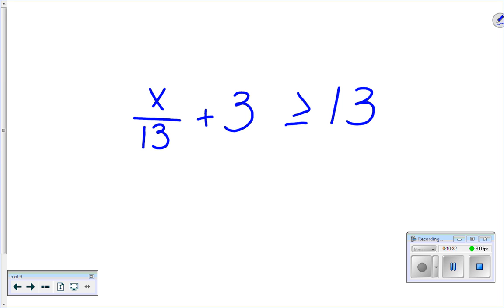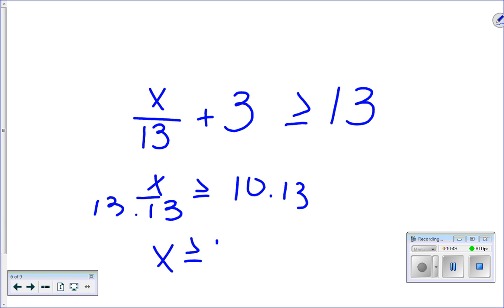Nice work, you guys. Minus 3 from both sides. You get x divided by 13, right? Times 13 on both sides. X is greater than or equal to 130. That's a big one. Questions on that? Good to go? Okay.